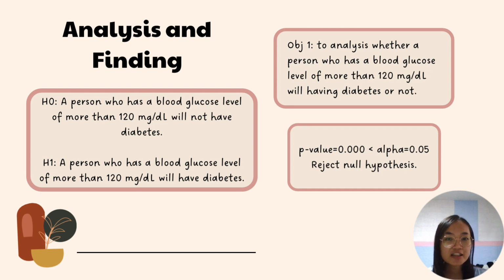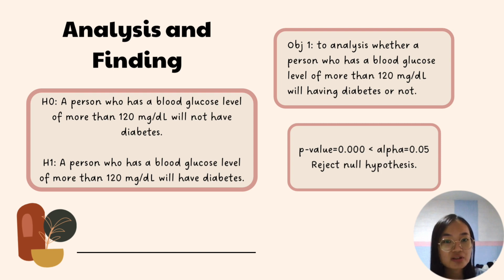I'm Hui Ping. Next, I will continue our presentation with the analysis and finding for our project. According to our objective one, which is to analyze whether a person who has a blood glucose level of more than 120 will have diabetes or not, we use the chi-square test to test our objective one.